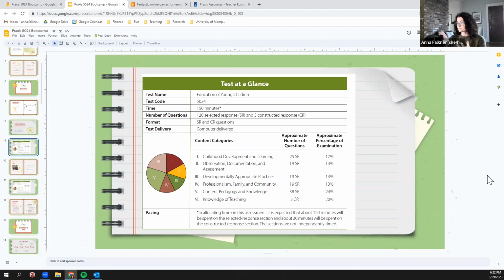Think about your own process and how you want to prepare. When we look at the content categories, the biggest chunk is content, pedagogy, and knowledge. We'll take a look at what's actually entailed in that in a second. After that, knowledge of teaching and childhood development and learning are all roughly the same. Then the smaller chunks are observation, documentation, and assessment, developmentally appropriate practice, and professionalism, family, and community. All things that get covered in class, but definitely things that it might be helpful to review.